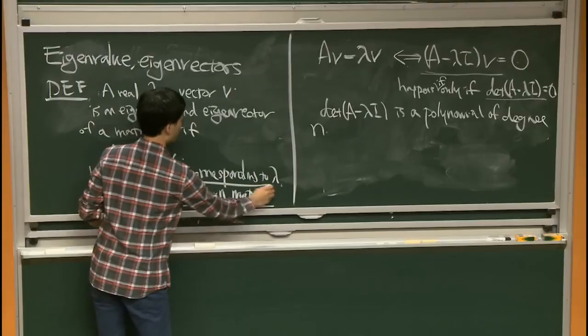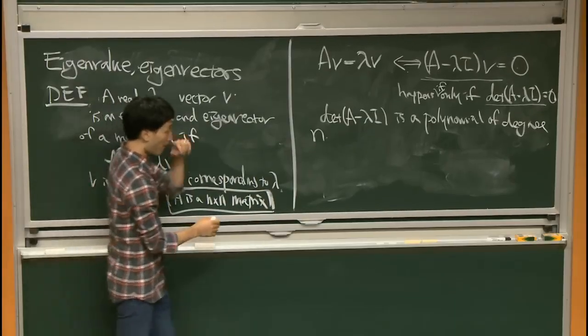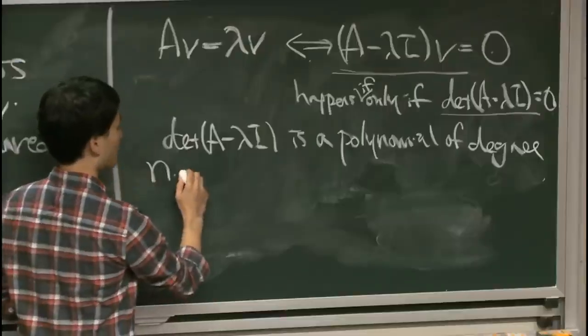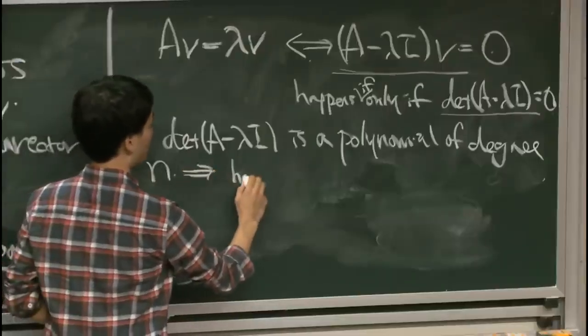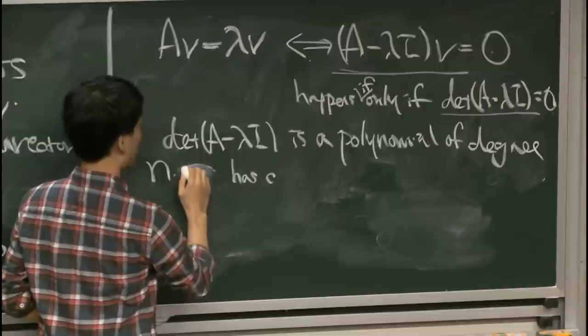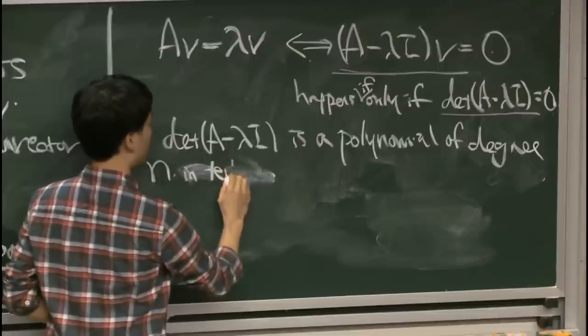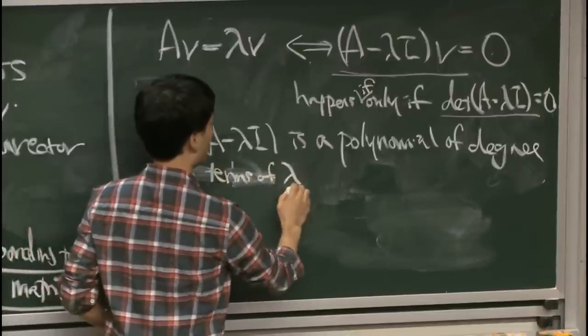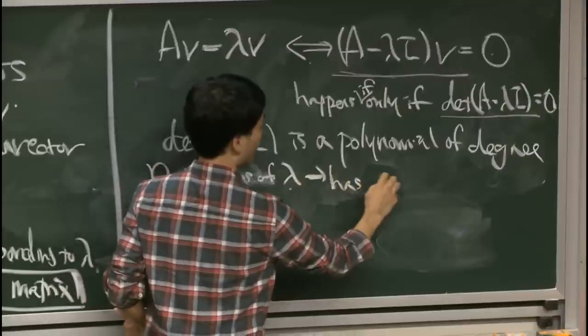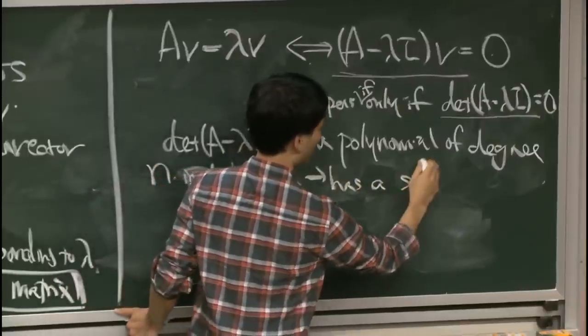This is only for square matrices, sorry. It's a polynomial of degree n. That means it has a solution. It has to give n in terms of lambda. So it has a solution. It might be a complex number.